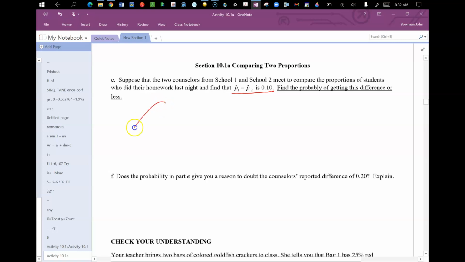So really what we're doing here is we're working off the sampling distribution that has a mean equal to p1 minus p2, and if you recall from the example, p1 is assumed to be 70% and p2 is assumed to be 50%, which is a difference of 20%. In our example, we got a difference in sample proportions of 10%, so that would fall below the mean here. So p1 hat minus p2 hat is equal to 0.10, and we want to find the probability of getting this difference or less. So we're finding this shaded region down here.